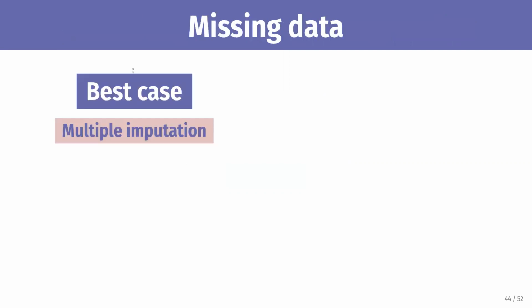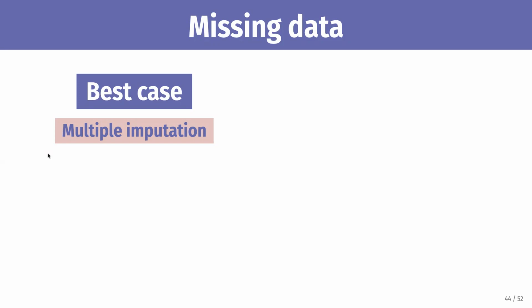So for missing data, the best case scenario is something like multiple imputation. Well, the best case is you have no missing data. And the second best case, if you have missing data, is to do something sophisticated like multiple imputation, which I know some of you are going to be doing for your project. Multiple imputation basically takes the information that you have in your data frame and tries to guess what the missing values would be.